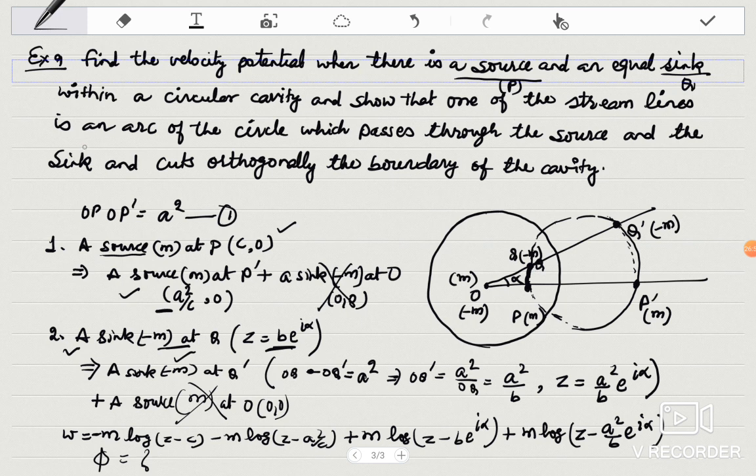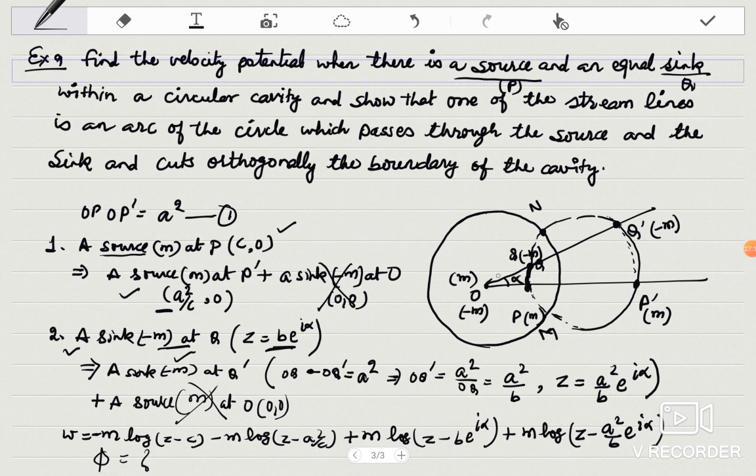One of the streamlines is an arc of the circle. This is the circle. So this is the arc of the circle which passes through source and sink. Yes, it is passing through source and sink, and cuts orthogonally the boundary of the cavity. This is the boundary of the cavity. Suppose it is cutting it at N and M.